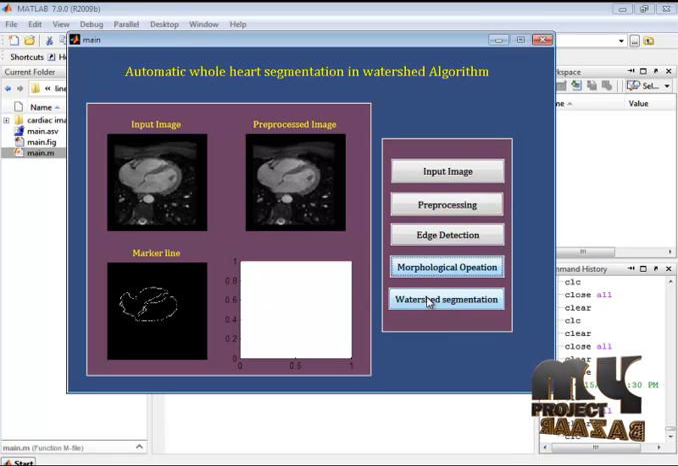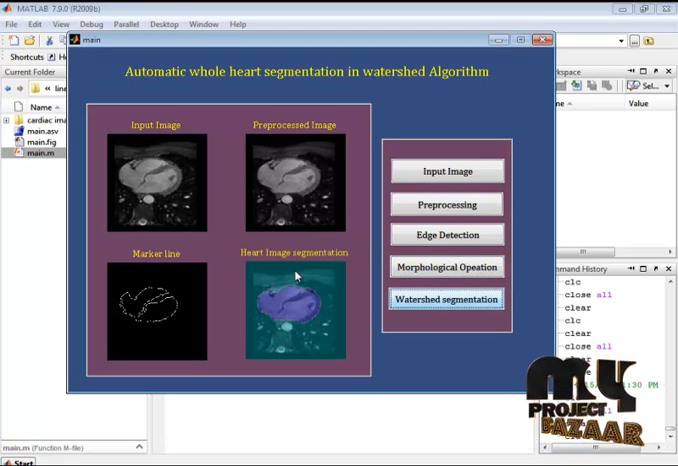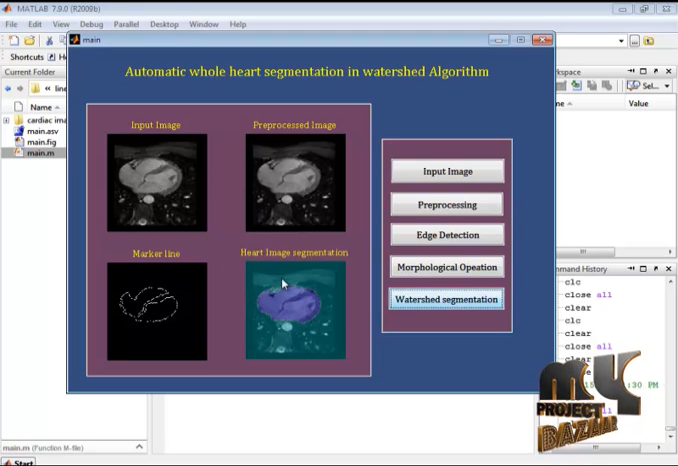So watershed needs two inputs, that is the inner marker line and the outer marker line. The inner marker line will be identified by the use of a filtering function. The outer marker line will be this input. So this is the segmented result of the watershed algorithm. Here the heart image is segmented by the use of the watershed algorithm. Now I am showing the result of whole heart segmentation of the MRI cardiac image by the use of the watershed algorithm.